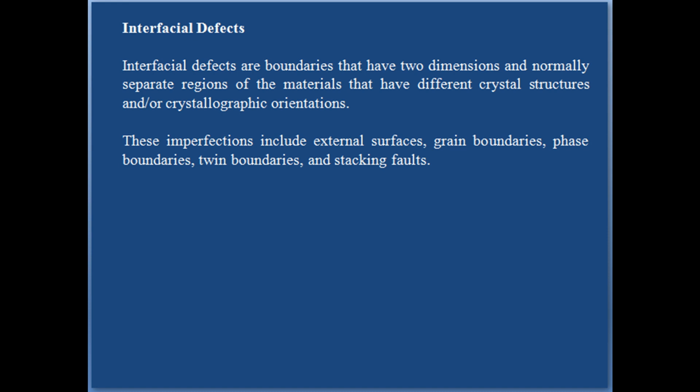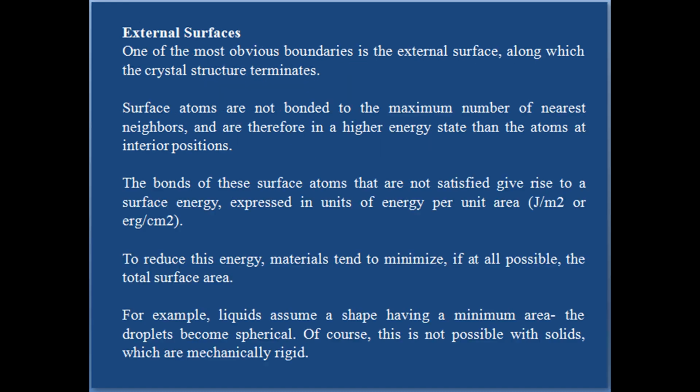These imperfections include external surfaces, grain boundaries, phase boundaries, twin boundaries, and stacking faults. One by one, we are going to see all these points. We will move further with the next point, that is external surfaces.